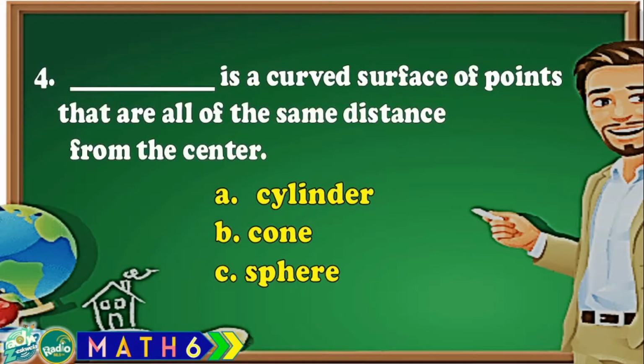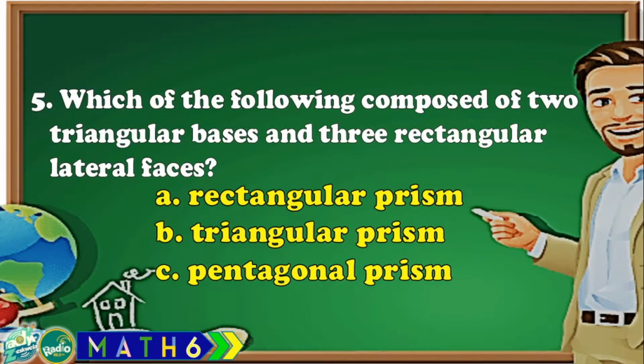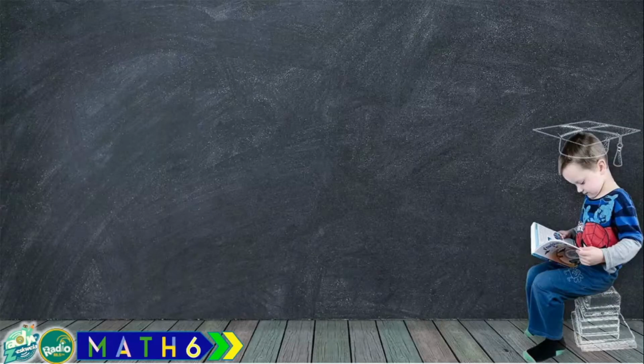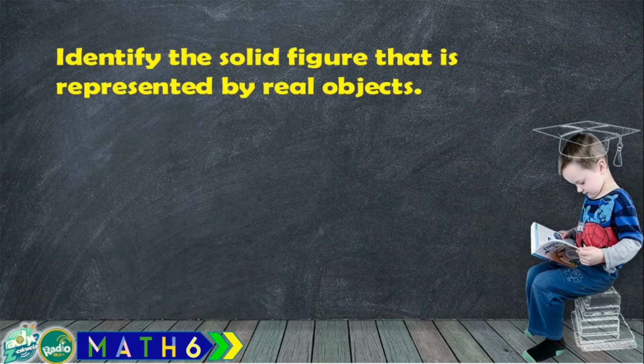Number 4, blank is a curved surface of points that are all the same distance from the center. What do you think is the answer? Very good. The answer is letter C, a sphere. And for the last item, which of the following is composed of two triangular bases and three rectangular lateral faces? If your answer is letter B, well, you got it right. It's triangular prism. And for our second activity, identify the solid figure that is represented by real objects. Ready?